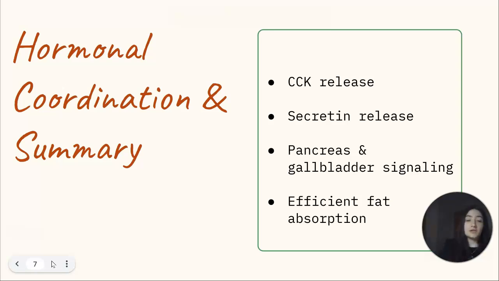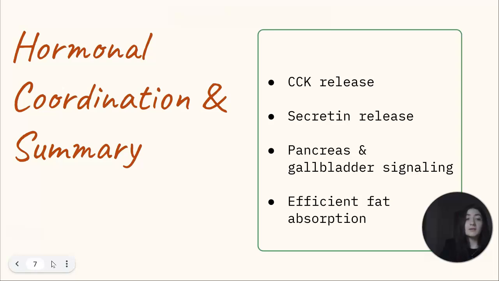So I wanted to finish up with hormonal control and a brief summary of what we talked about. Hormones play a key role in coordination of fat digestion. There are a couple hormones I wanted to point out. The first one is cholecystokinin, also known as CCK. This is released when fats enter the duodenum, and this CCK helps stimulate the gallbladder to release the bile and the pancreas to secrete digestive enzymes, while also slowing gastric emptying, which gives the body more time to break down these fats.